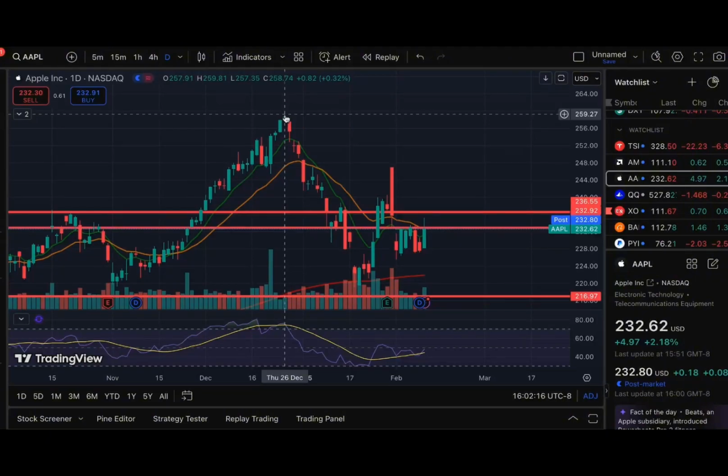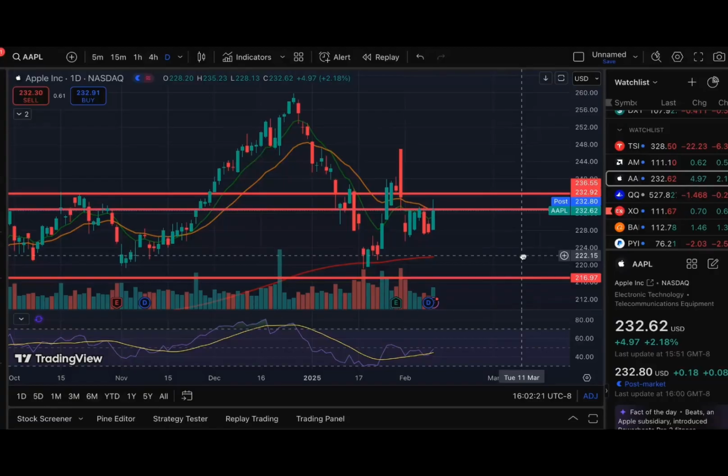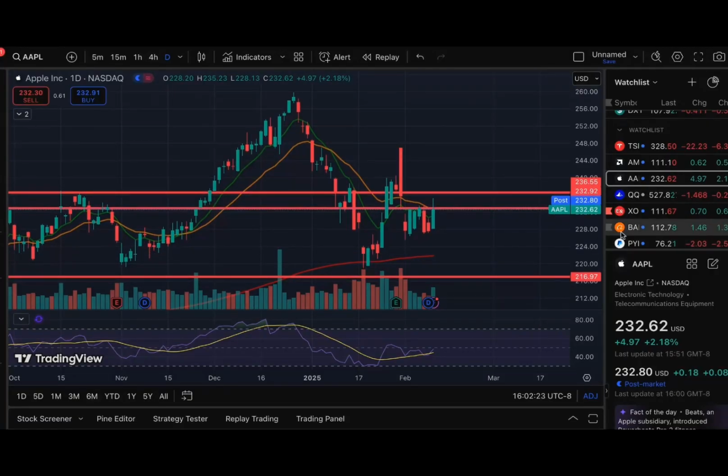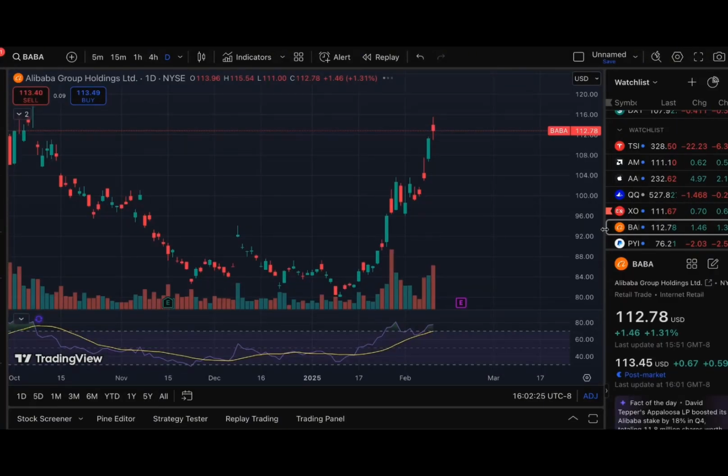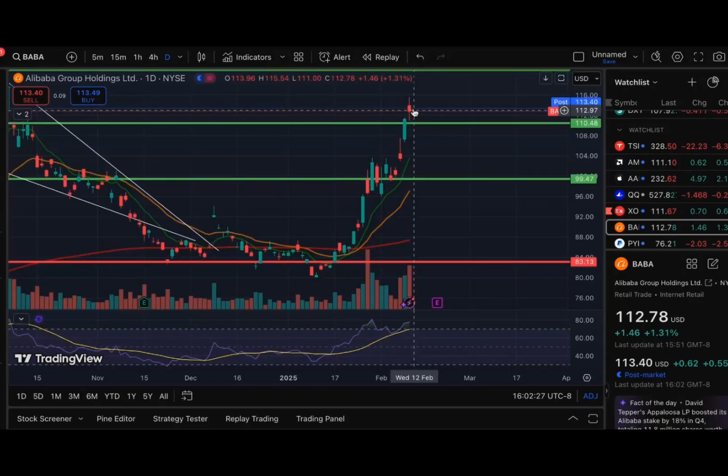It was up at 259, 260, is now 232. So the trend would be bearish here. If I go to a stock like Alibaba, ticker symbol BABA, well, you can see the trend here is bullish. Now, what is telling me that the trend is bullish?